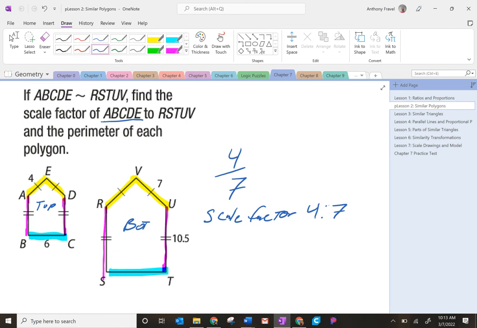In order for me to figure out the perimeter of each polygon, any thoughts on how I can figure that part out? Or what I can do? I know Ricky's got this, so I'm not gonna call on you. It's not you, it's me. Any thoughts on how I can figure out the other sides of either shape? I'll give you a hint. It has to do with cross multiplying. So no matter what, that 4 over 7 is going to stay there.